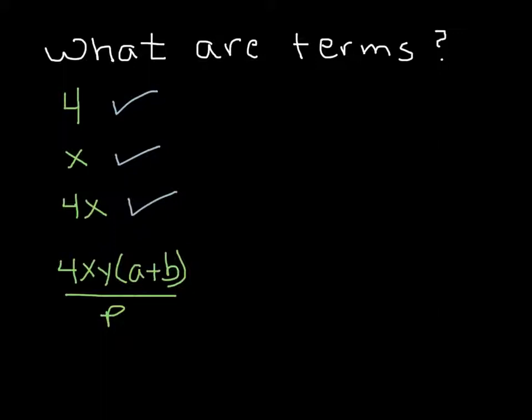And sometimes a term can be something that looks like this, where it's a combination of maybe parentheses, constants, letters, or variables. And this is what we would call one term. So what are terms? It can be any of these examples that were shown here.